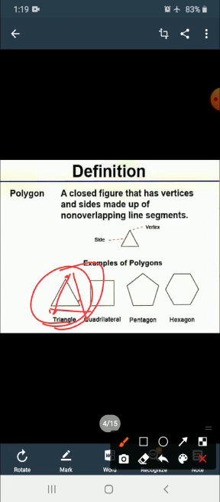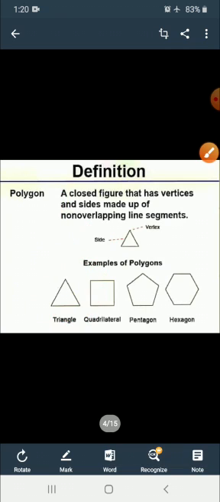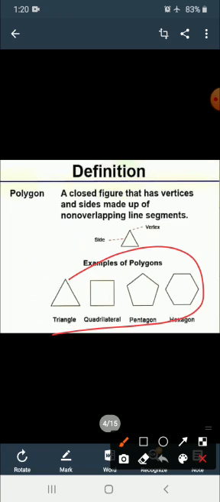Here you can see there is no overlapping, meaning crossing like this. This line is overlapping with this line at this point. But in these figures, no line is crossing the other line. That is, no line is overlapping the other line. So all these are called polygons. We can also say a simple closed curve made up of only line segments is called a polygon.